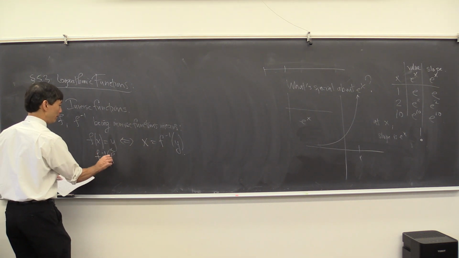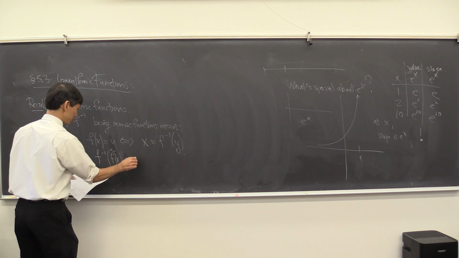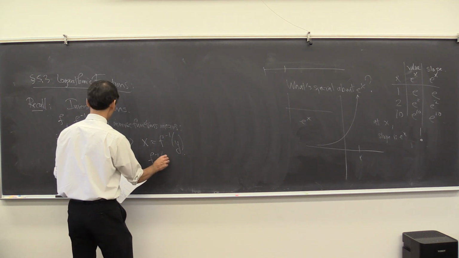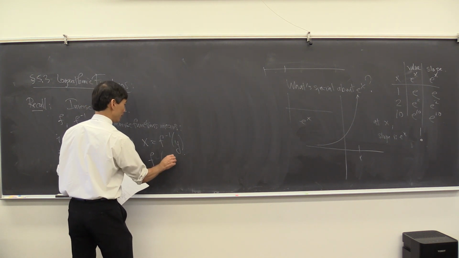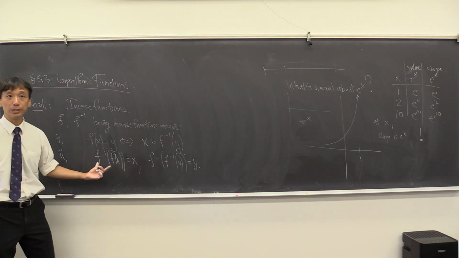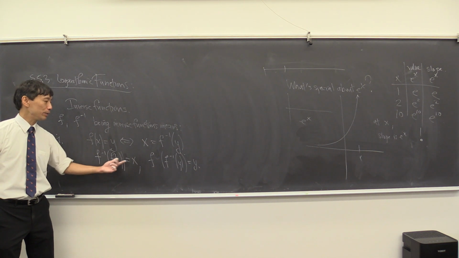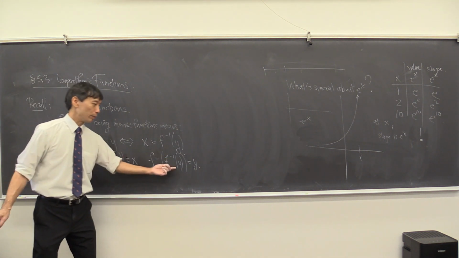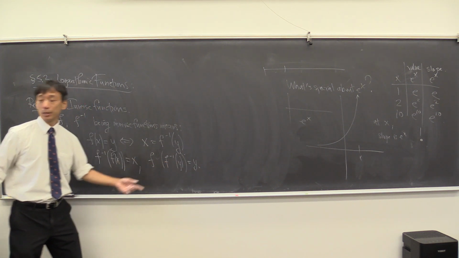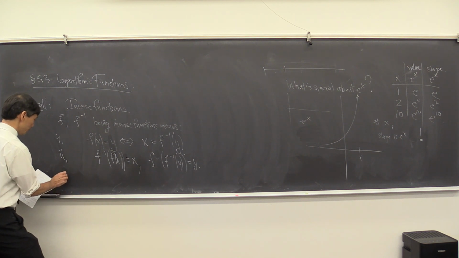Another way of saying that is that f inverse of f of x is x, and f of f inverse of y is y. Right? They cancel each other out. If you run it through the function and then run it through the inverse, you get back to where you started. Or you run it through the inverse function and then run it through the function, you get back where you started. Okay, that's what an inverse function means.